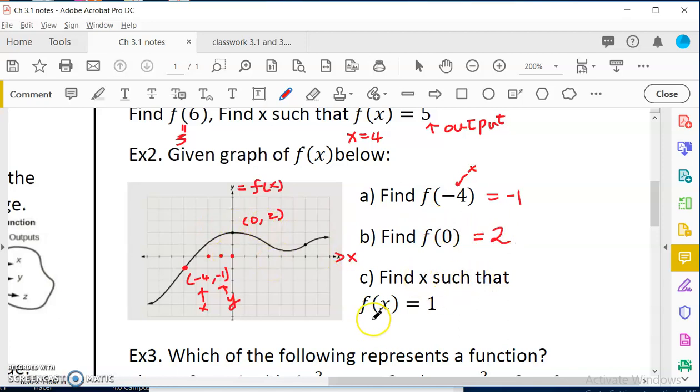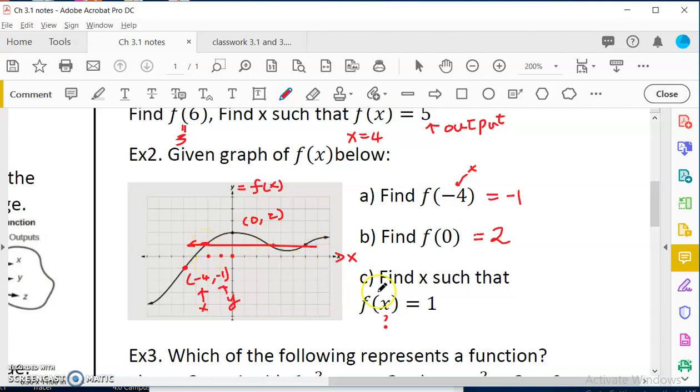Find x such that f of x is equal to 1. In this case, I don't know my input, but I know my y is 1. So where is y? Y is this axis. 1 is here. So where is this x? So I draw a line, look horizontally, left and right. All those points that have the same y equal to 1 would be my x. Turns out that there are 3 of them.